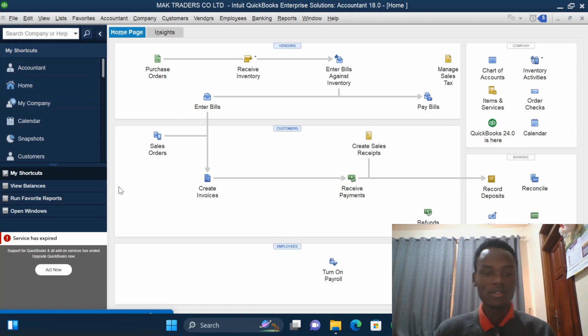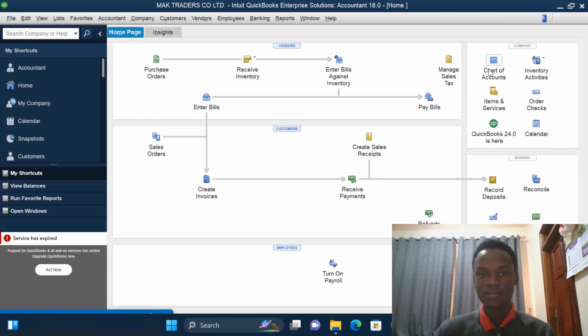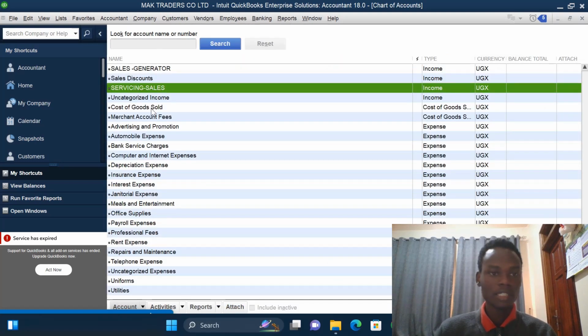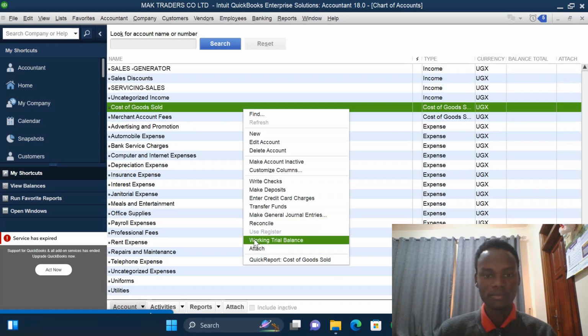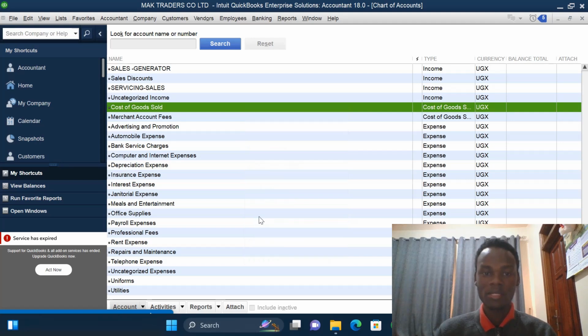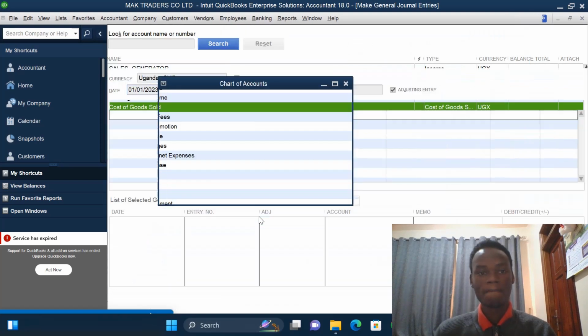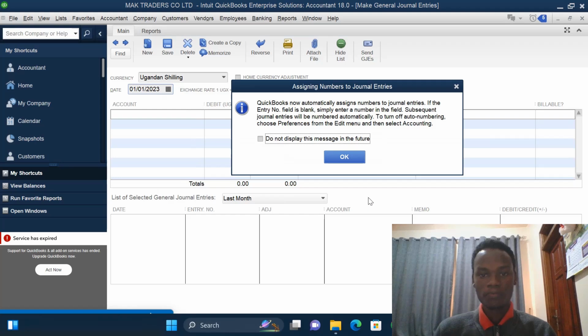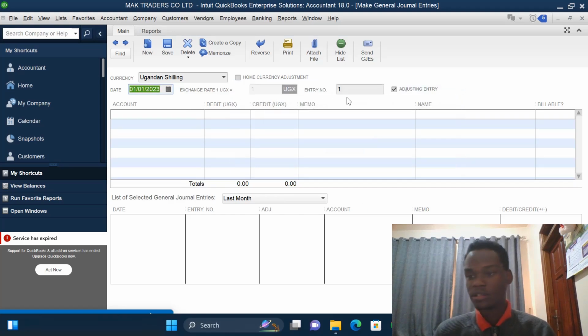So basically what we're going to do, I'll go back to our chart of accounts and we'll create a general journal so that we can make those entries. So we take into consideration the date. It's on 2nd of January.